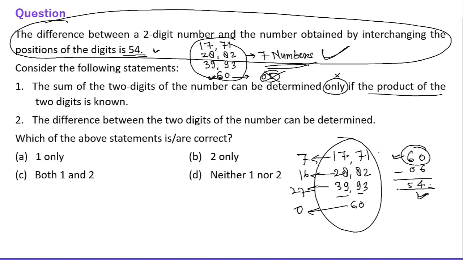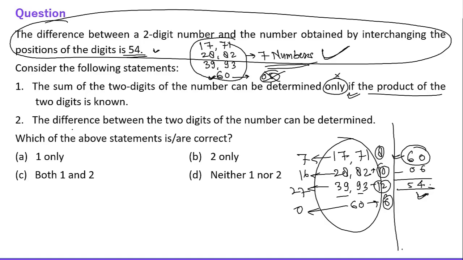The sum is 8, and here the sum of digits is 10, here the sum of digits is 12, here the sum of digits is 6, right? So that you can find. So if the product is given, you can find, fine. So only "if" is not required, just "if" is sufficient.